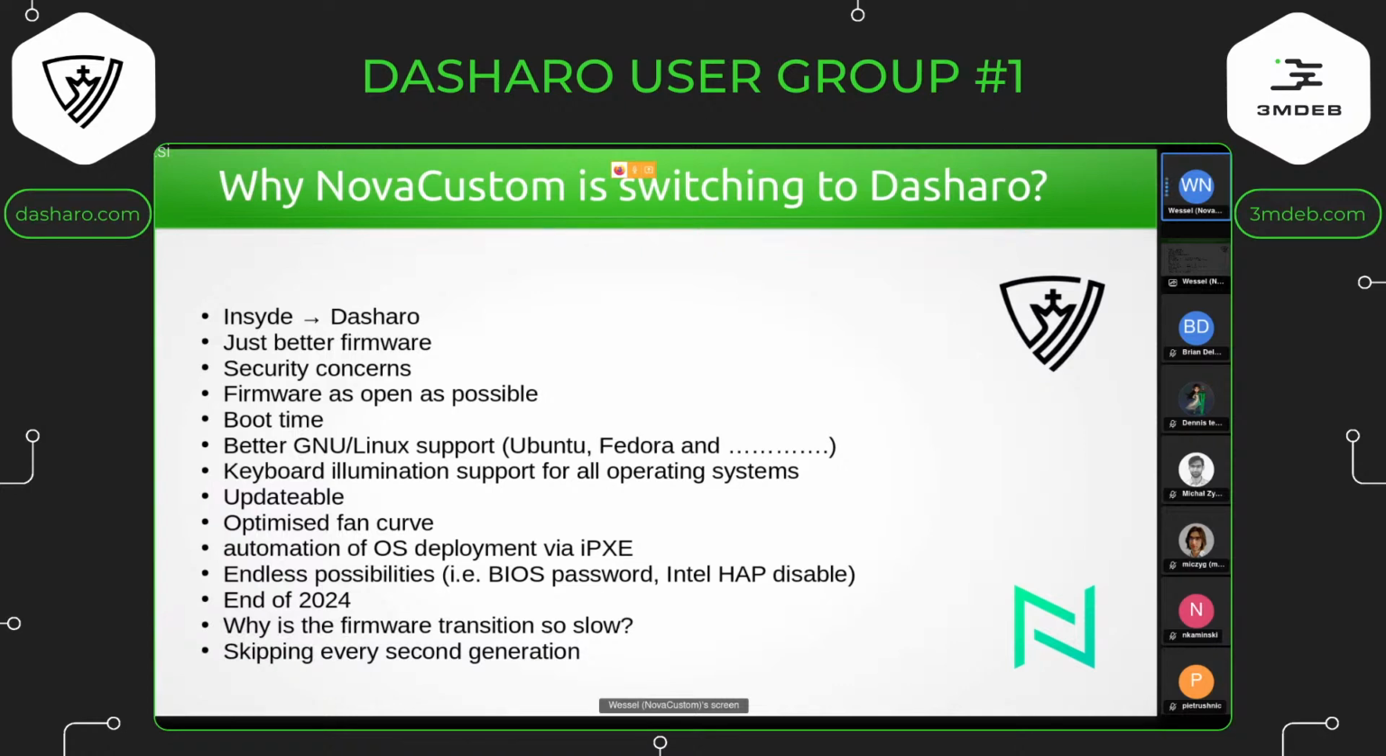In fact, for the Dasharo firmware, there are endless possibilities, and some features that we are thinking of integrating in new releases are a BIOS password, and we are also working on an Intel ME HAP disabling method for some of our laptops. We hope to be able to fully switch to Dasharo by the end of 2024. We hope it's financially feasible, and this is also why our firmware transition is going so slowly, because it costs a lot of time and money to get our devices ported to Dasharo. So to make this financially more feasible, we are considering skipping every second generation.